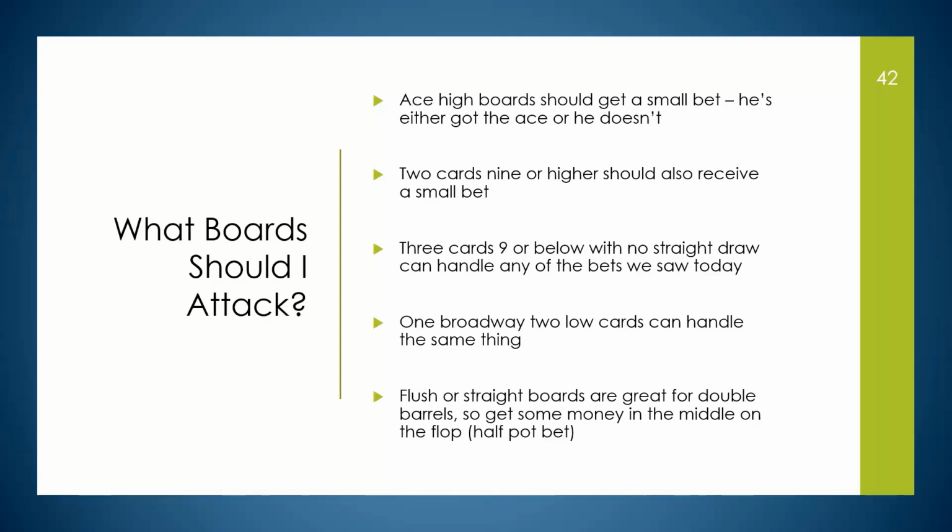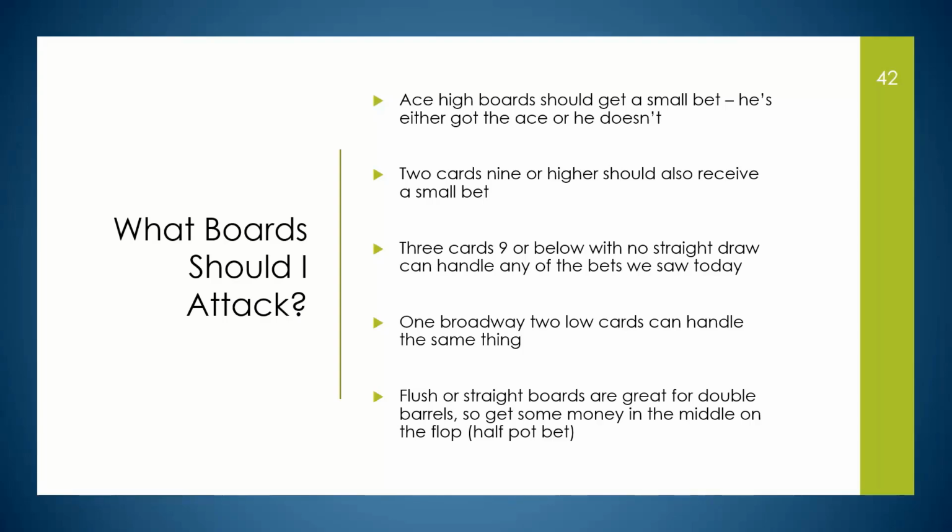Two cards 9 or higher should also receive a small bet. So people tend to cold call with high cards. They don't call with medium cards, they don't really like low cards. It's some medium cards and a lot of high cards. So when you see a board with two cards that are 9 or higher, that tends to be a little bit covering the cold calling range, right?